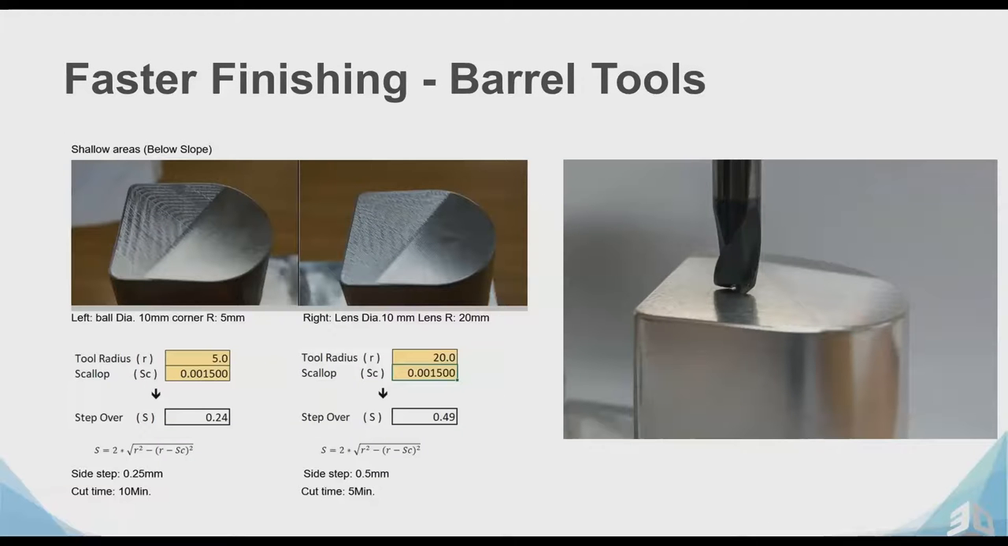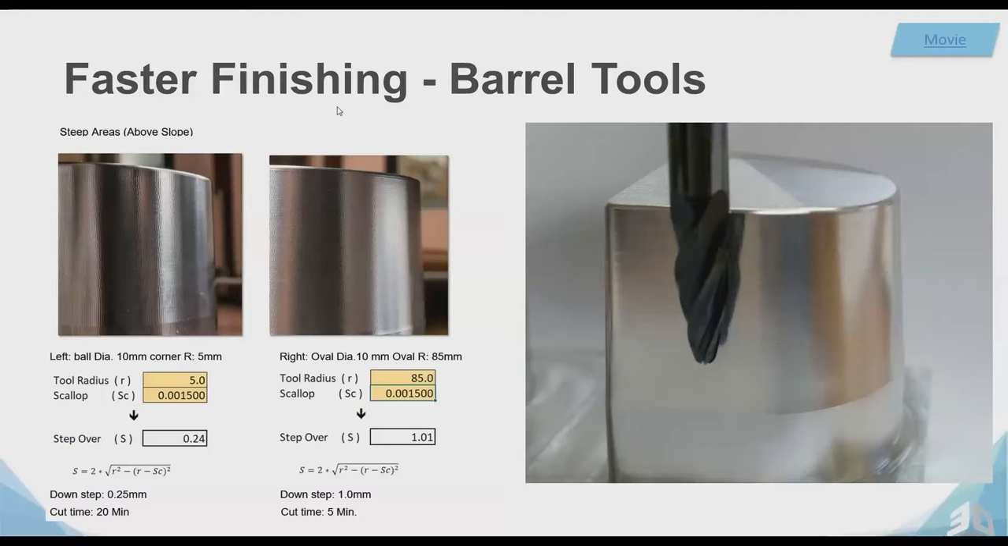So starting with the shallow areas, in this case the top of the job, left side is with the standard ball 10 mm and the right side with the lens tool. The lens tool radius is 20 millimeters, so we can see that for the same scallop we can use, instead of step over of 0.24, a double step over of 0.49 millimeter, and if it's a double step over, it's a half time. So cut time goes from 10 minutes down to 5 minutes.